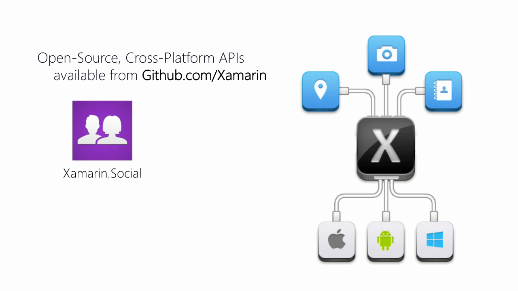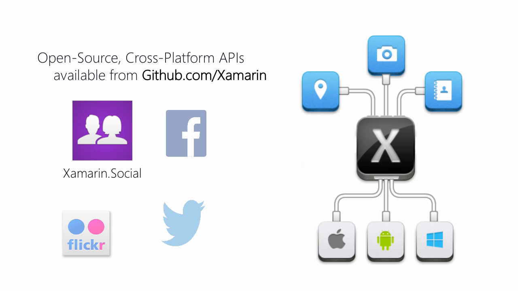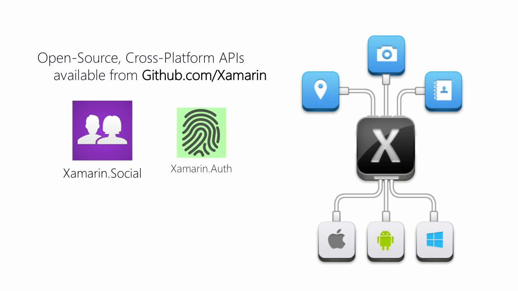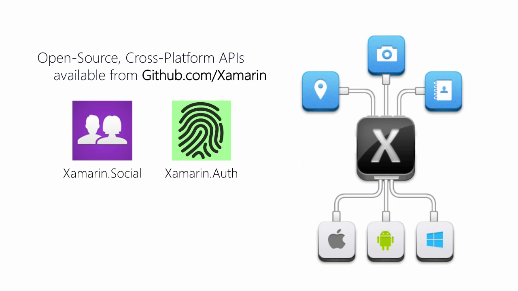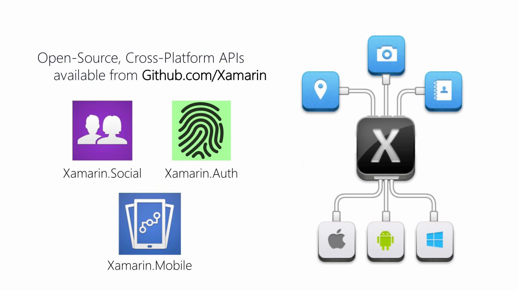The first is Xamarin Social, which provides some social networking capabilities to your application. It has support, for example, for posting to Facebook and Twitter. We also have Xamarin Auth, which is used for OAuth support to securely connect to web services. And then we have the Xamarin Mobile component, which has location, camera, and photo access.